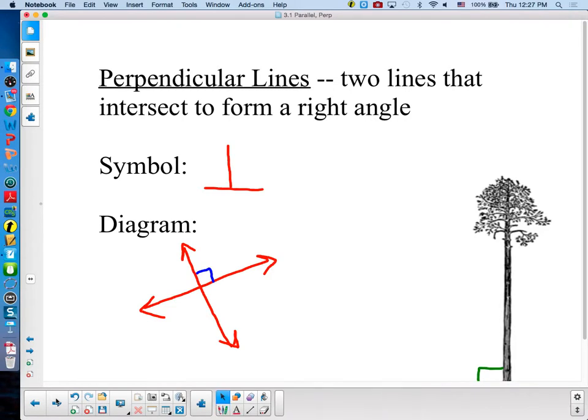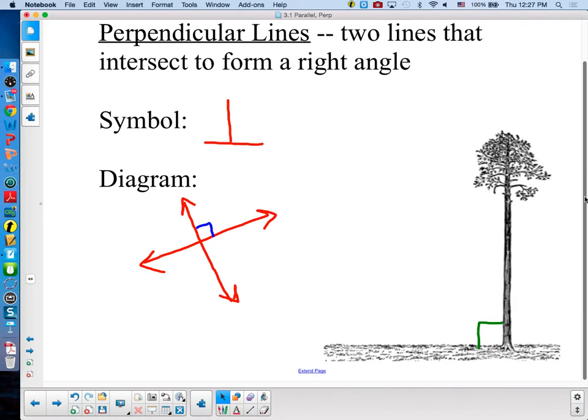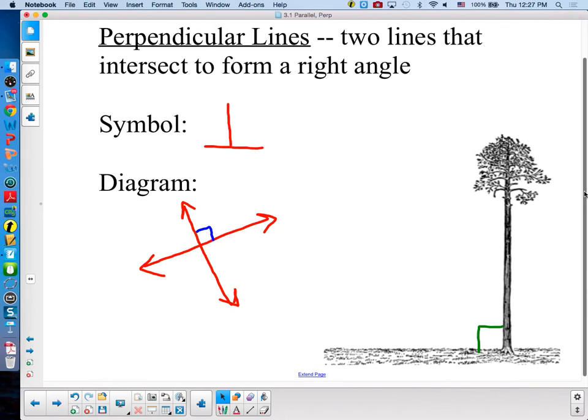Perpendicular. Perpendicular lines are two lines that intersect to form a right angle. So the definition: two lines that intersect to form a right angle. The symbol for perpendicular is like an upside down capital T. I don't know if you can find that in any of your fonts. To show you if you have to write that in.